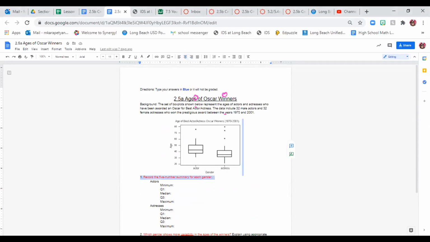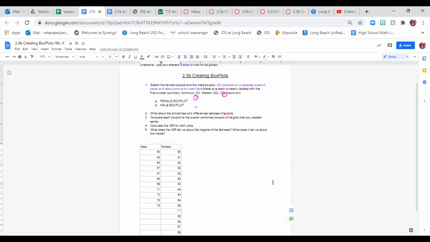All right, we have a good 12 minutes left in class. So I'm going to allow you guys to begin working on 2.5B. Work on 2.5B, ask questions. If you need a recap on how to create a box plot or find the quartiles, please ask. I'm waiting for your questions.